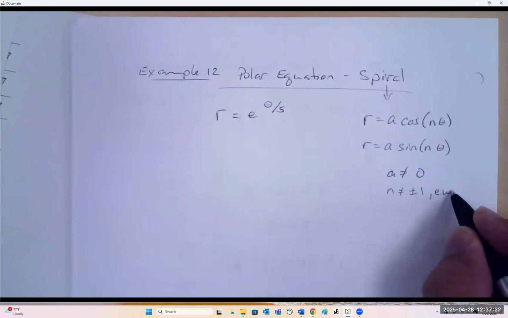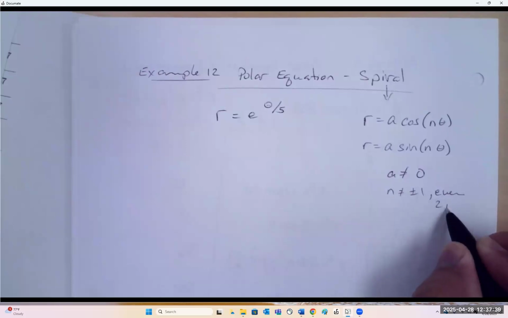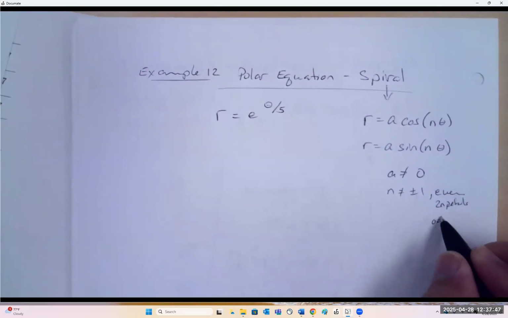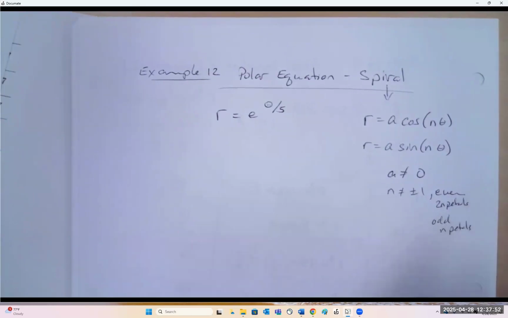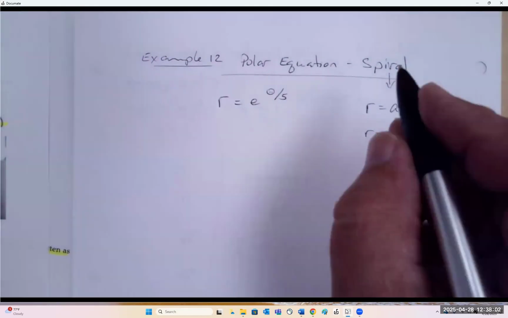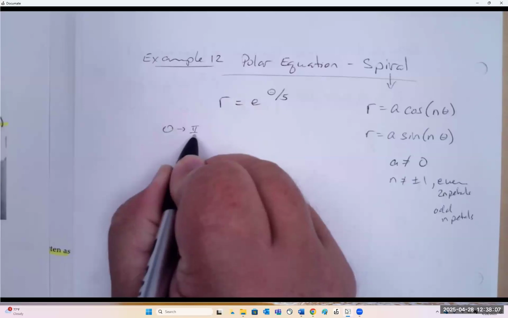Must be even. Yeah, like roses. Because if it's even, we have 2n petals, and if it's odd, we have n petals. Forget the symmetry. We're going from 0 to 2 pi since it's symmetric. Pi over 2.